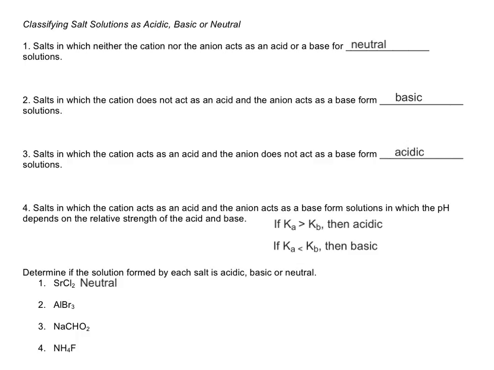AlBr3, which is number two. Al3+ is one of those ones that's going to be weakly acidic in solution, but Br- is the conjugate base of a strong acid, so that one's not going to be a factor, so this solution would be slightly acidic. Okay. Number three, we have NaCHO2, and so Na, again, was the counter ion for a strong base, whereas CHO2- is the anion, which is a conjugate base for a weak acid, and so this is going to be a slightly basic solution.